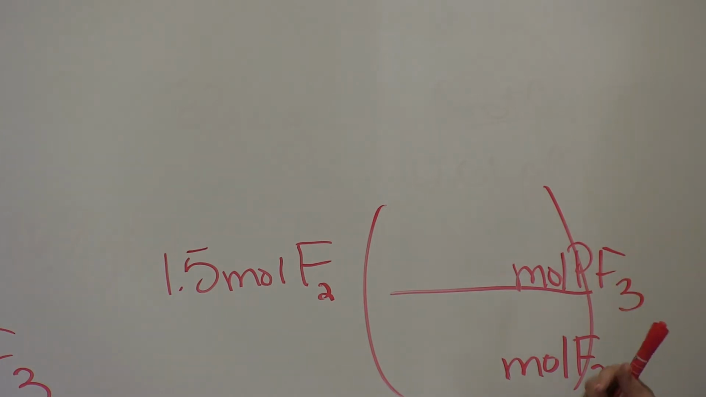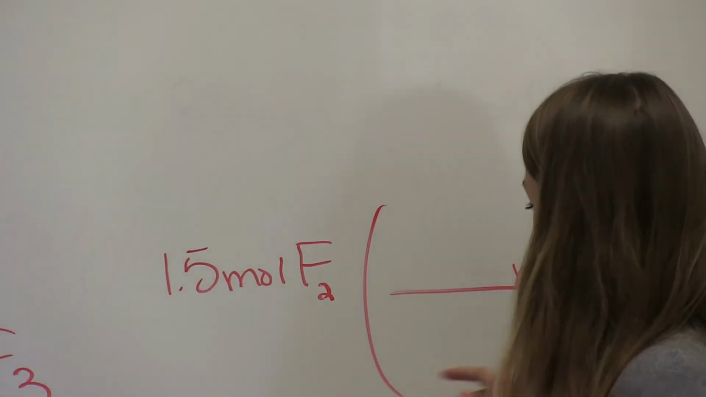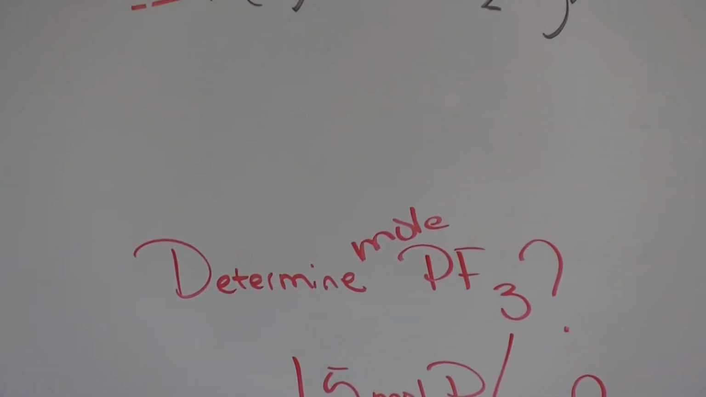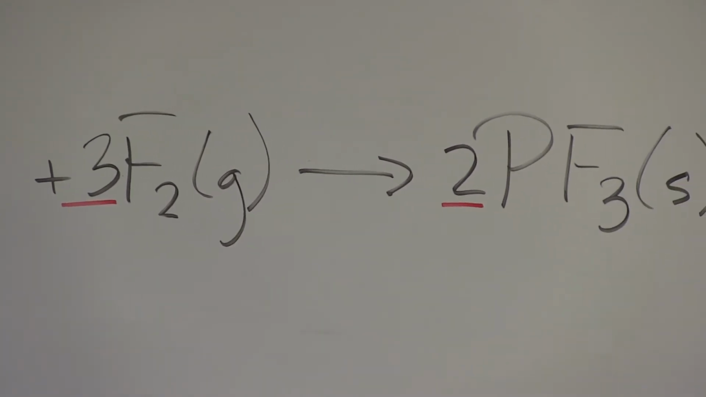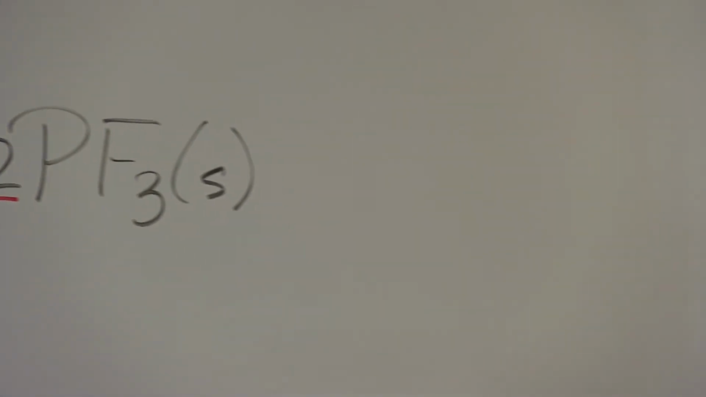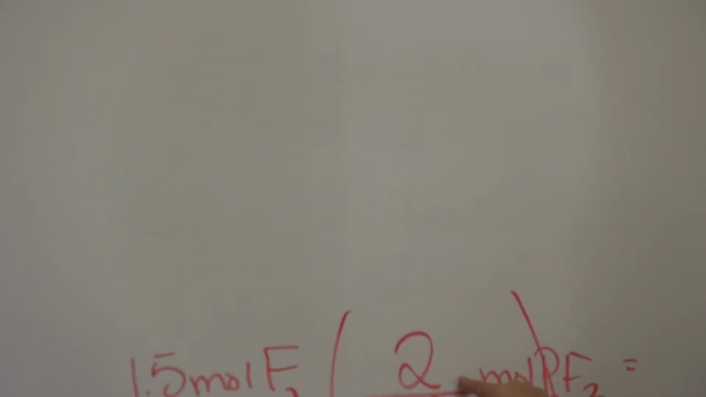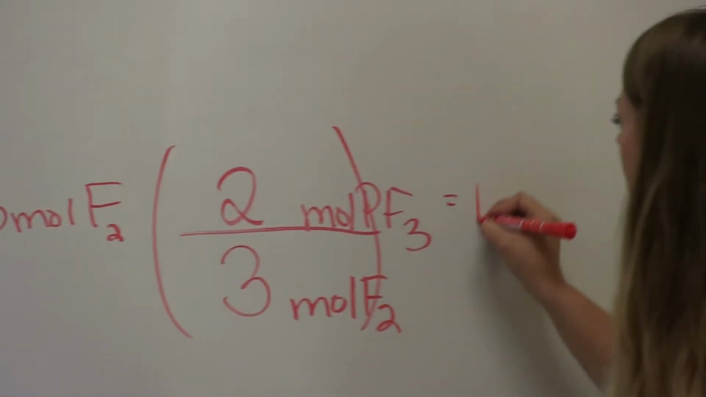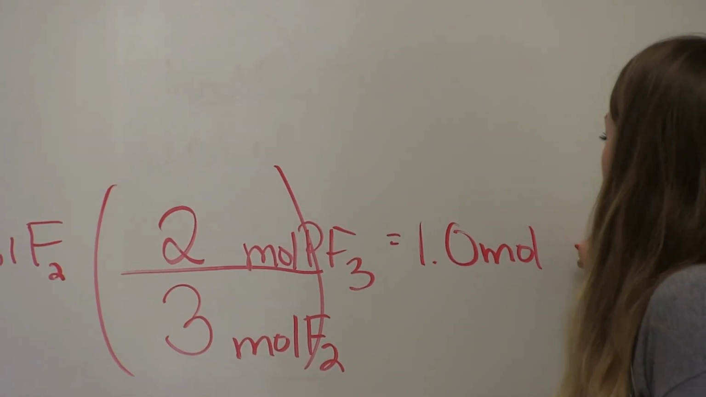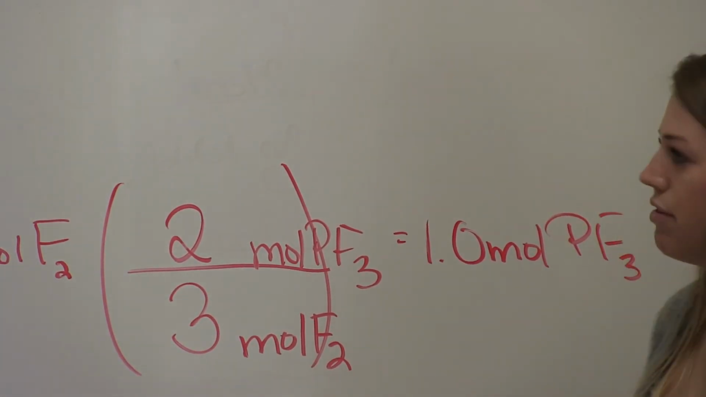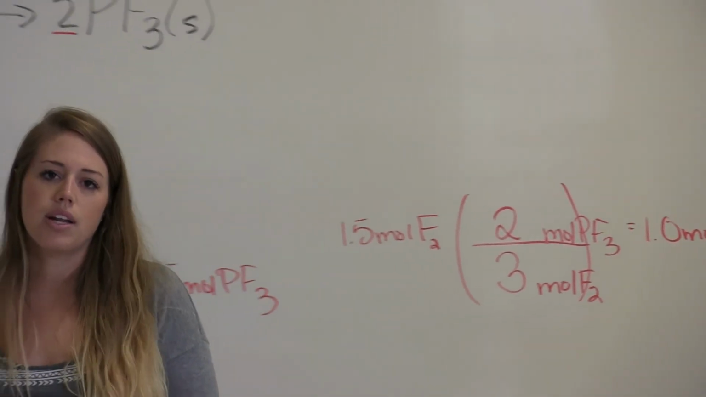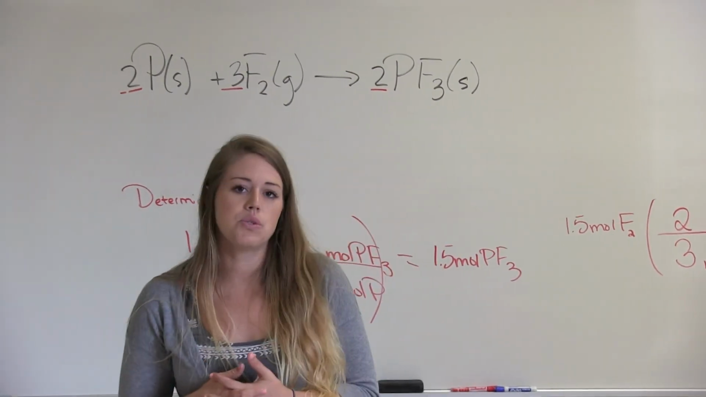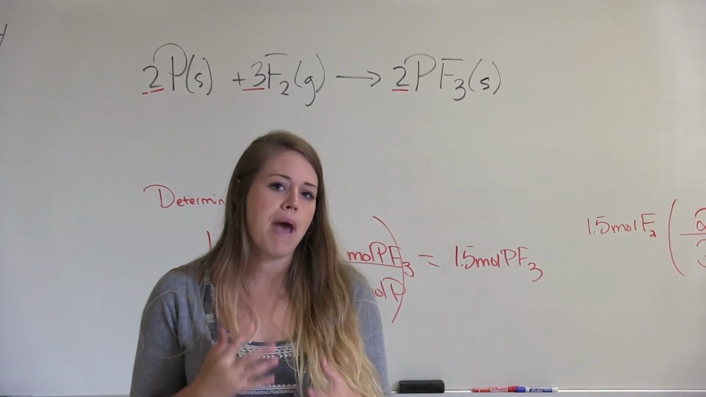Mole ratio, we go to the balanced chemical equation. If we go to the balanced chemical equation, we need 2 moles of PF3 and 3 moles of fluorine. So when you multiply all of this out, you're going to take 1.5 times 2 and then divide it by 3, and you're going to get 1.0 moles of PF3. Okay, so mole ratio is just giving us the relationship between reactants and products in a reaction, which is the essential step in stoichiometry, because it allows us to flip back and forth between compounds.